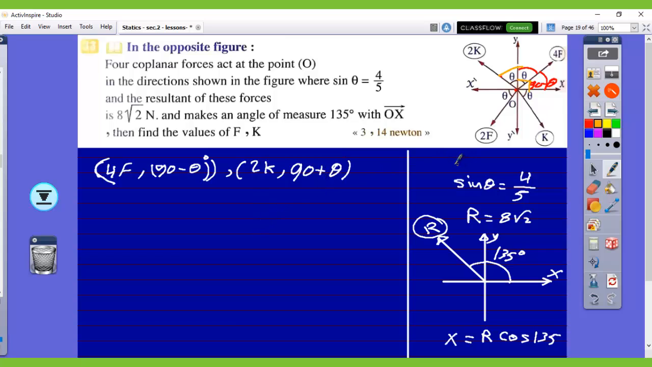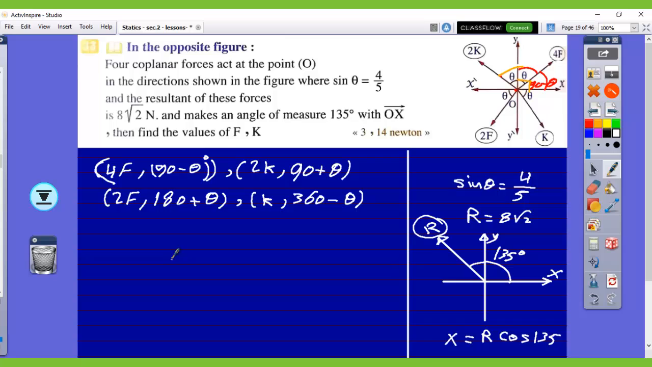The other force is 2F. In the polar form, we have 2F and 180 plus theta. The fourth force is K, 1K, K and 360 minus theta. Okay, let us start to write all the components in the direction of the x-axis.